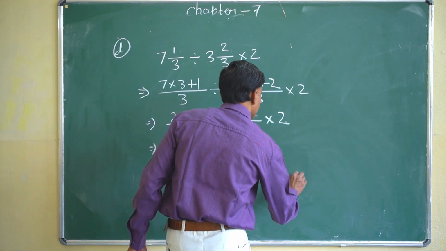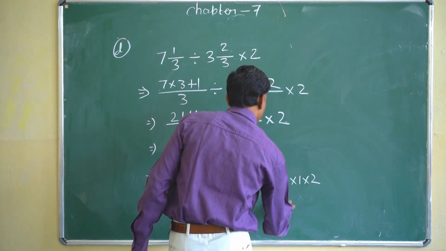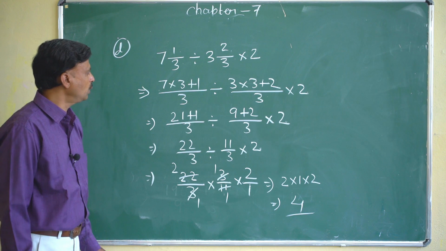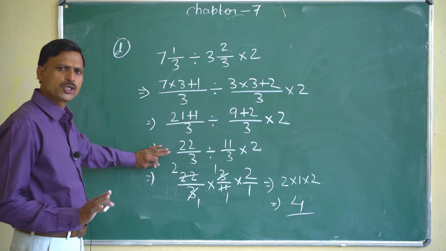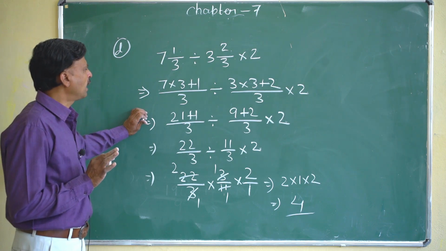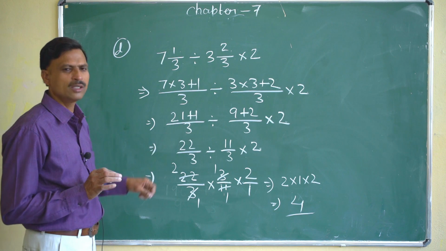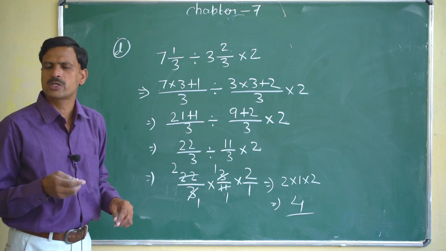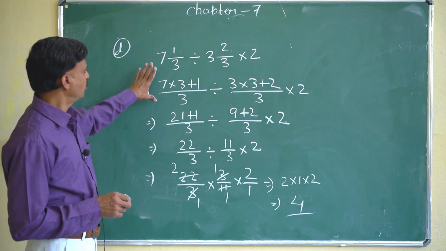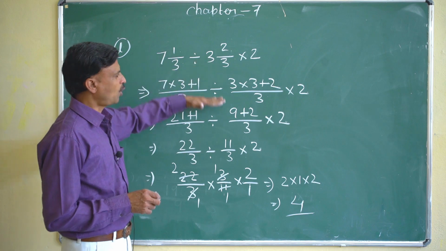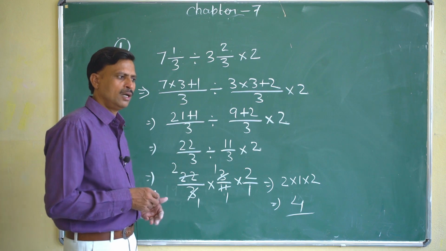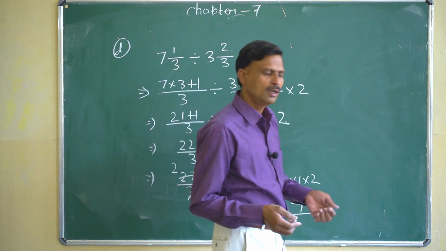That is 4. The answer is 4. Got it? Any problem? No. So this is the process. In each question, the process will be the same. You have to only remember that your multiplication and your division must be correct, and for that you must know the table. So you should learn all the tables. If your calculation is correct, the process is the same for all this type of question. One more, then we'll take the next exercise.